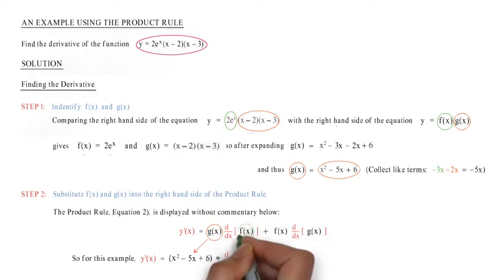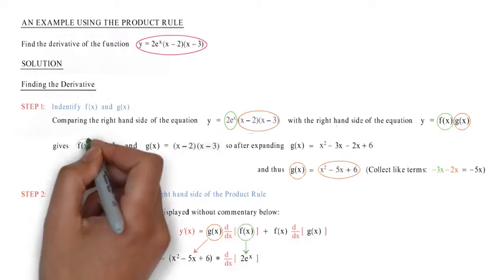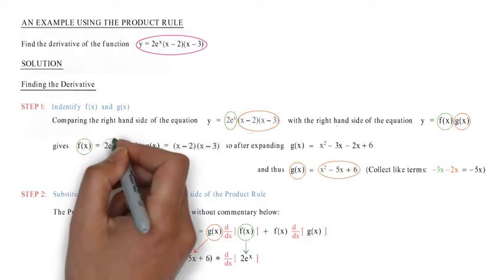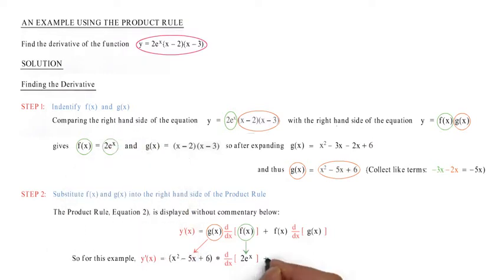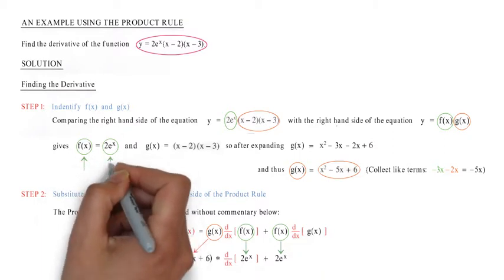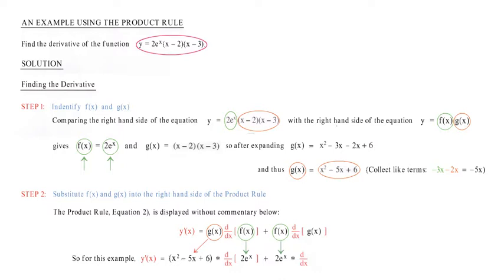of f(x), which is 2e to the x, because f(x) equals 2e to the x, plus f(x), which is 2e to the x as before, times d/dx of g(x), which is x squared minus 5x plus 6 as before. Call this equation, equation 3.